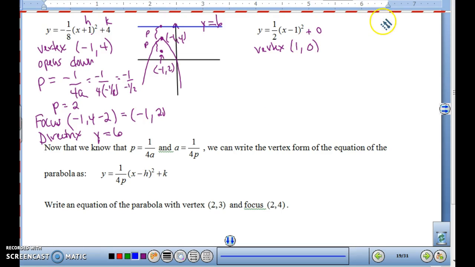Now, when I sketch this, I'll leave the same axes, and my vertex is at (1, 0), it'd be right there. Which way is it going to point? It's going to point up. All right, we'll finish this one in class, and we'll finish the rest of the notes on the next lesson. See if you can finish this one out and get it to work.